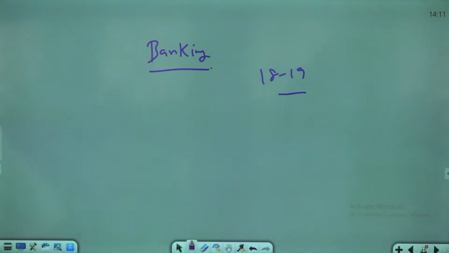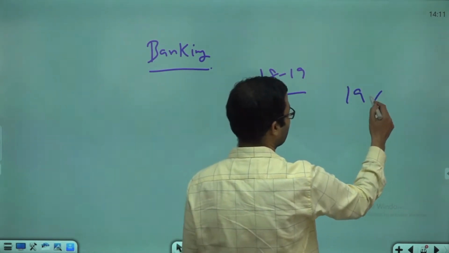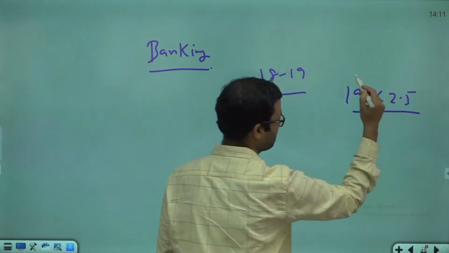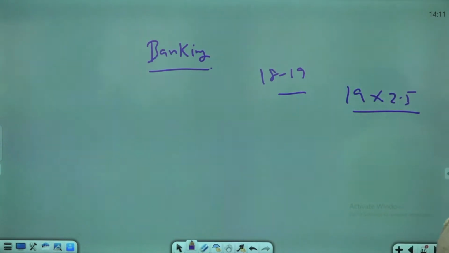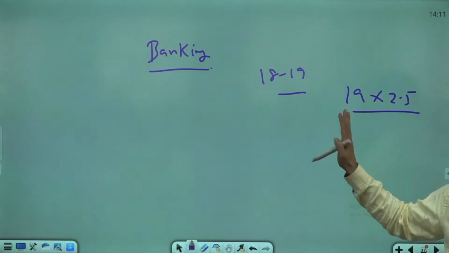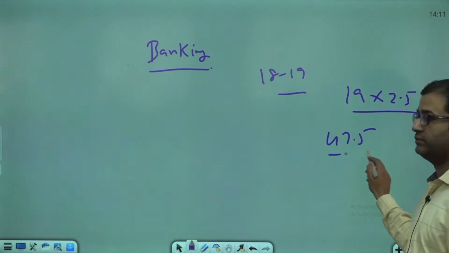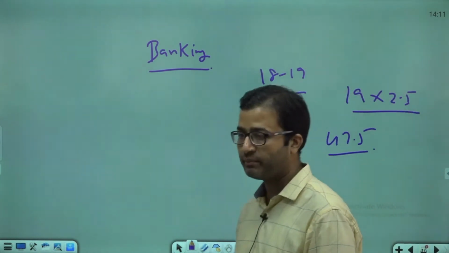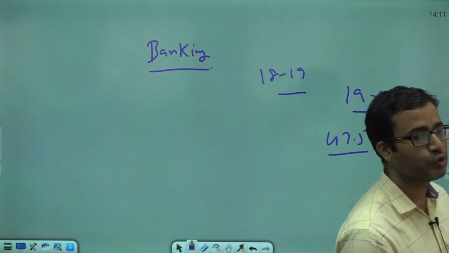Online students, I'm simply asking you, 19 into 2.5, who said 37? Look, 20 multiplied with 2.5 is 50, and from 50 you minus 2.5 marks, giving 47.5. Rather than multiplying with 19, you can multiply with 20 and minus 2.5 in the last.